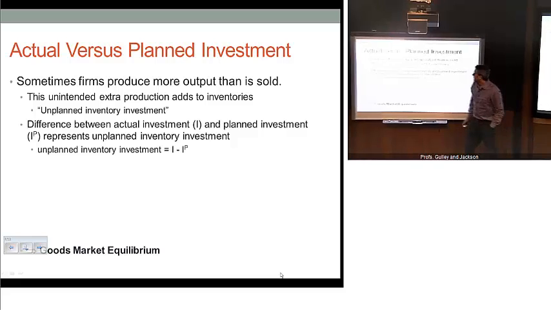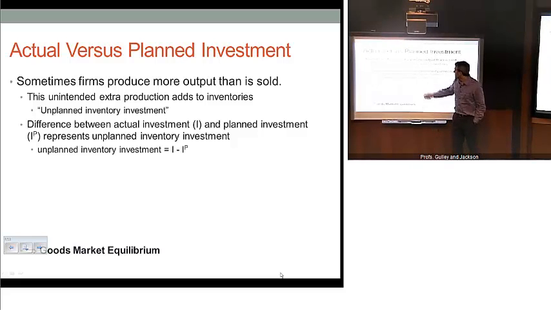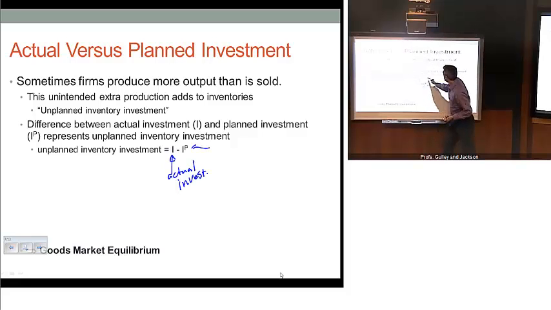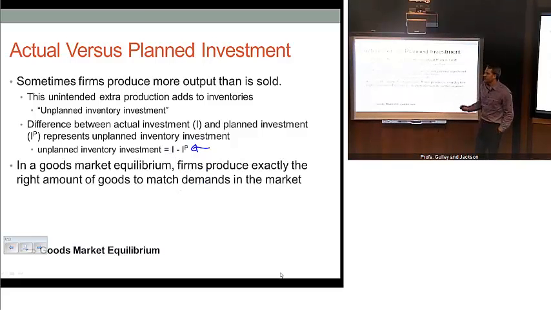And so we denote that level of unplanned inventory investment as the difference, again, between the actual level of investment and that planned level of investment, IP. And so it turns out, as I motivated you before, in a goods market equilibrium, firms are going to produce exactly enough to satisfy the desired planned investment by households, firms, government, and the net export sector.